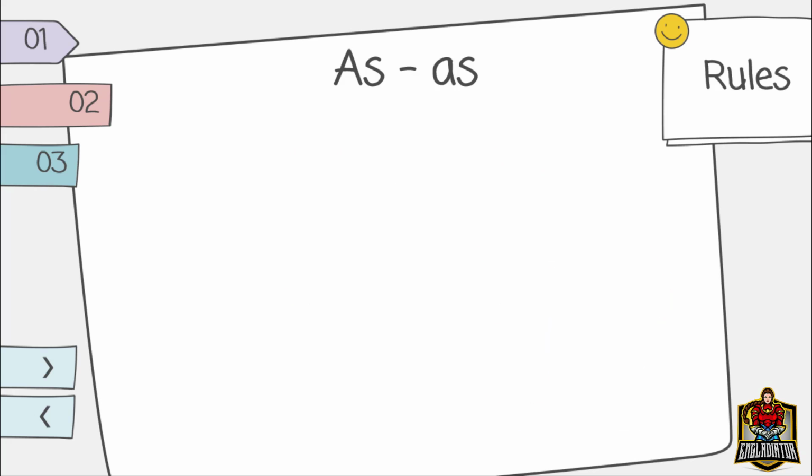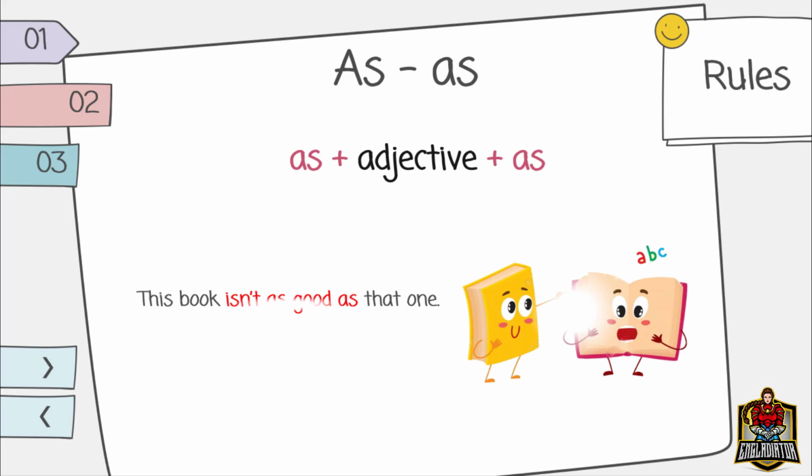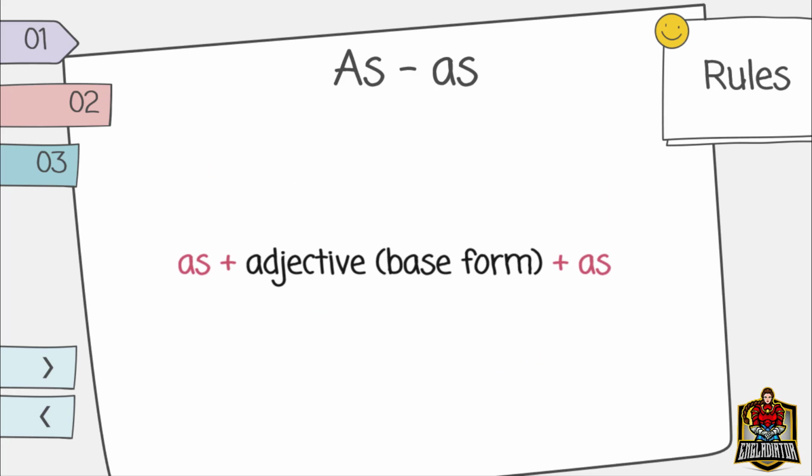Another example, this book isn't as good as that one. Here, I mean that the quality of the books is not the same. Pay attention that if we are using as, we must use the adjective in the base form without any changes in it.